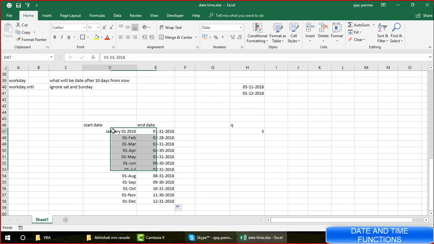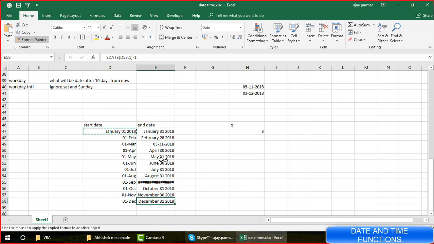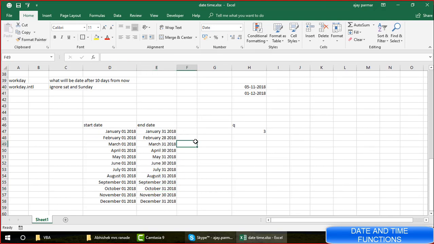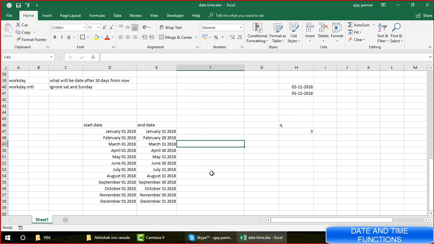You can also do the same formatting. Let me double click on the paintbrush, so we can go and apply it. So formatting you can do. So simple. So EDATE is a very good function. So I go and write here EDATE, let's calculate the end of the date.